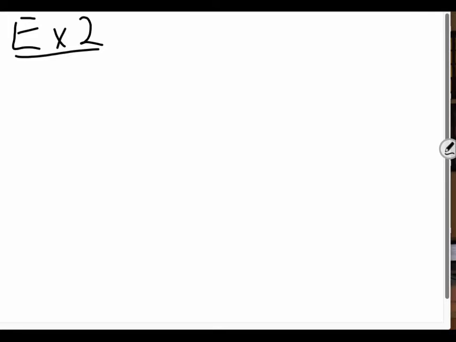All right, so for example number 2, and you can look at my packet of notes. I've got 9x to the 4th plus 6x squared plus 1. Now, again, this is a simple example. We could do this using the power rule all day long.